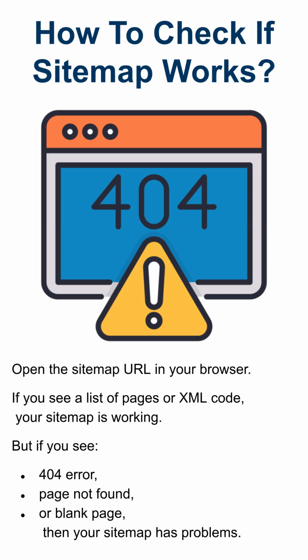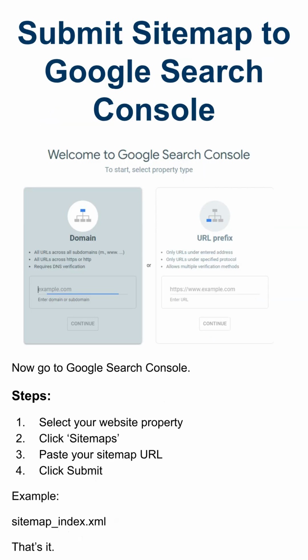Part 3. How to check if sitemap works. Open the sitemap URL in your browser. If you see XML code, URLs, or sitemap indexes, then your sitemap is working. But if you see a 404 page, blank screen, redirect errors, or security warnings, then Google may also fail to access it.